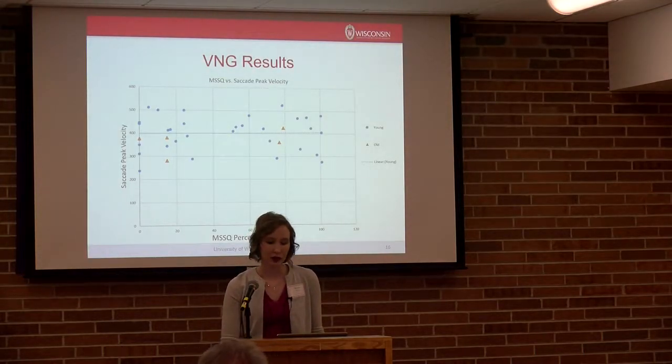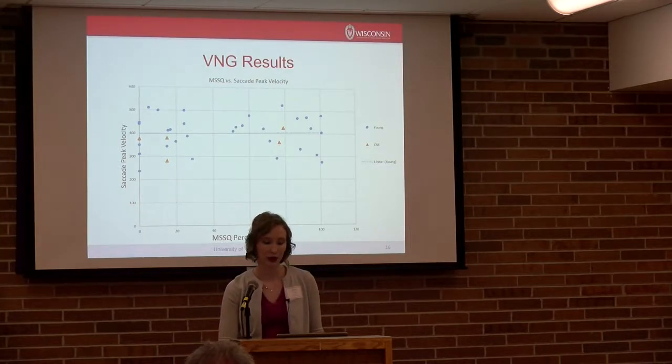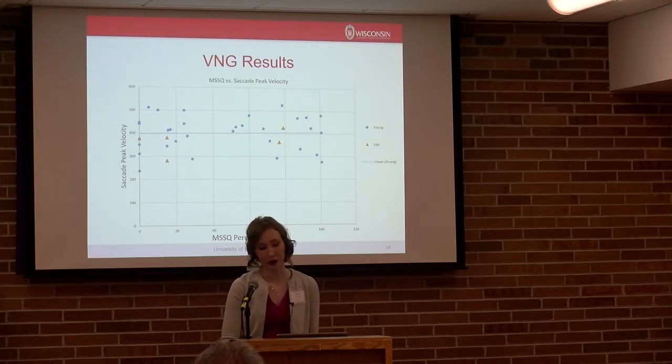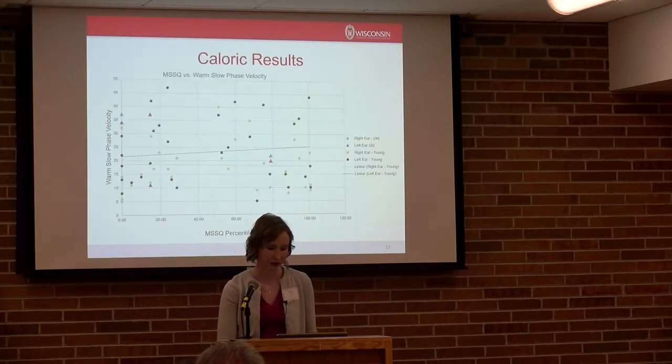The VNG results, we're looking at the MSSQ score versus the saccade peak velocity. So we're averaging the right and the left saccades. The young is the blue dots and the old is the orange triangles. And there was not a significant correlation between these two. It's variable, and my trend line is pretty horizontal here.